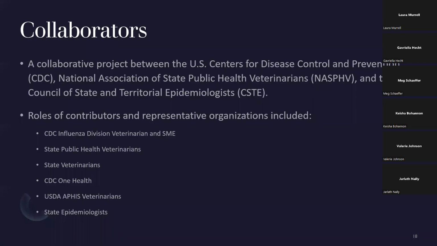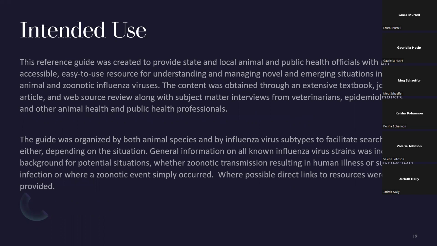This project was a collaboration between the U.S. Centers for Disease Control and Prevention, the National Association of State Public Health Veterinarians, and the Council of State and Territorial Epidemiologists. The work group that helped develop the guide, in addition to myself, included contributors and representatives from organizations such as CDC, State Public Health Veterinarians, State Veterinarians, CDC One Health, USDA APHIS Veterinarians, and State Epidemiologists.